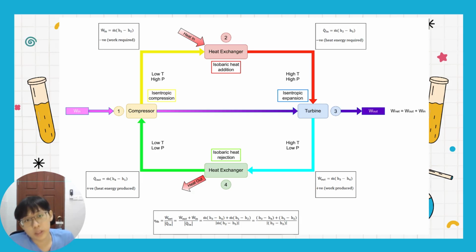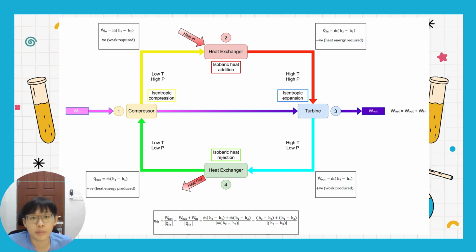So from 2 to 3, we will have the rate of Q in equal to the rate of m times H2 minus H3. So this one will be negative because heat is required. Third to fourth will be the rate of work out equal to the rate of mass times H3 minus H4.